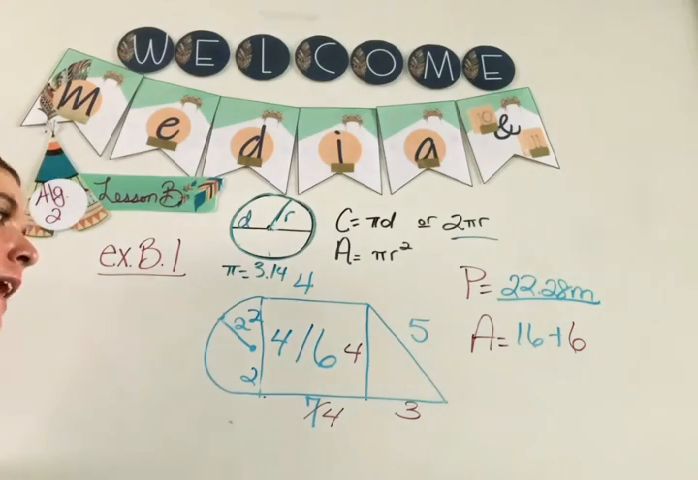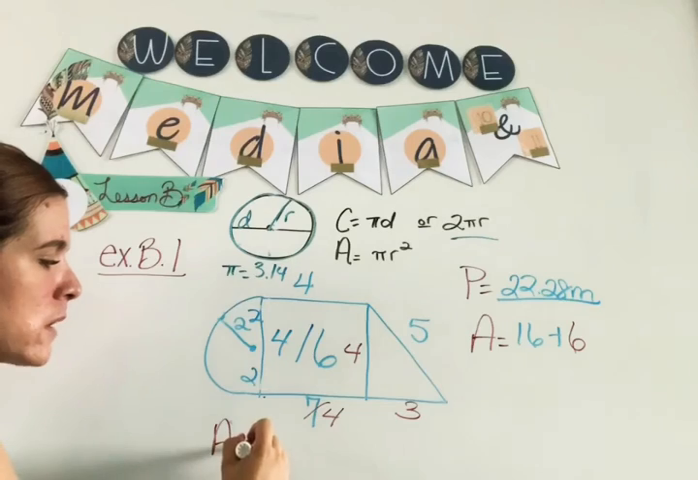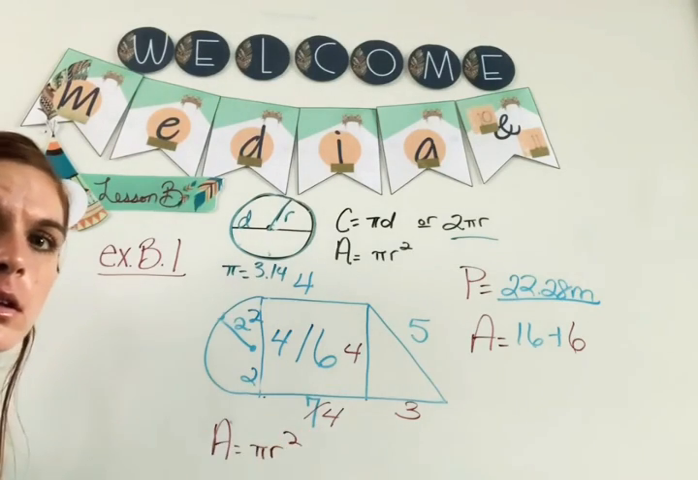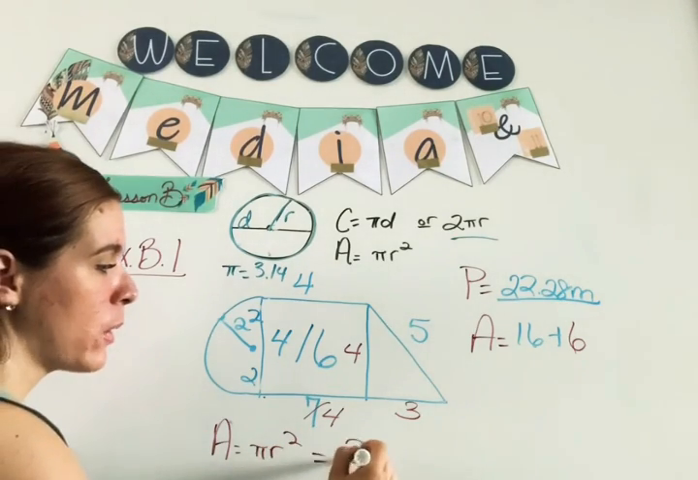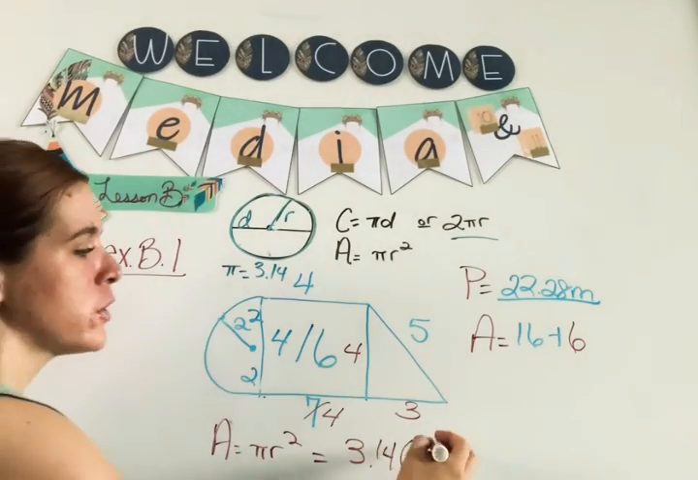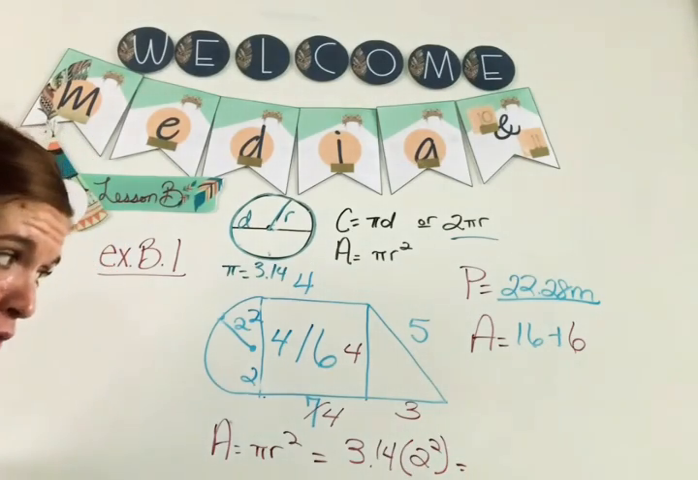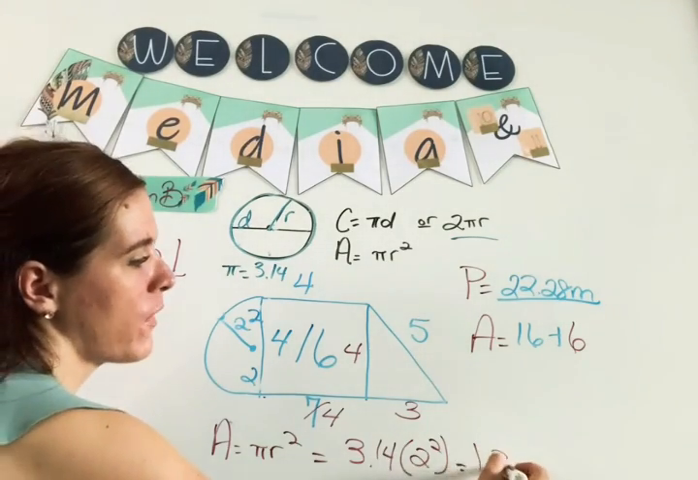The last thing we can find area on is your circle. Here we go, area equals pi r squared. Okay, so we have 3.14 times r squared. 2 is your r, so it's 2 squared, which is 4, right? So 3.14 times 4 is going to be 12.56.